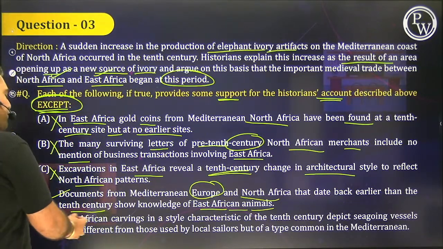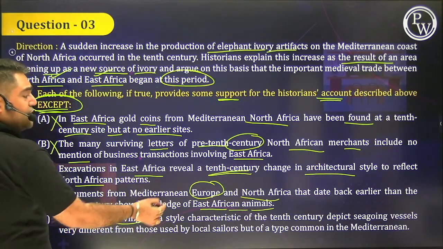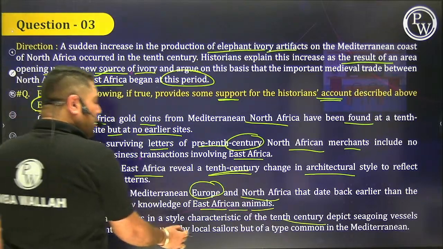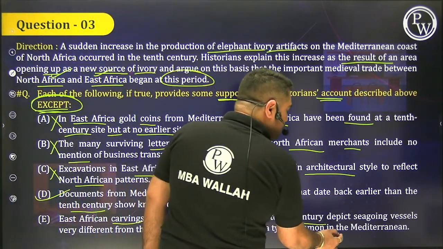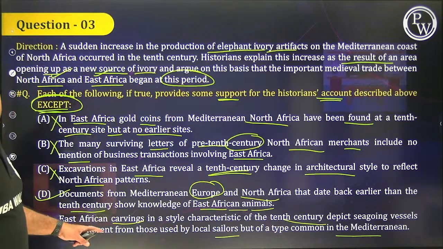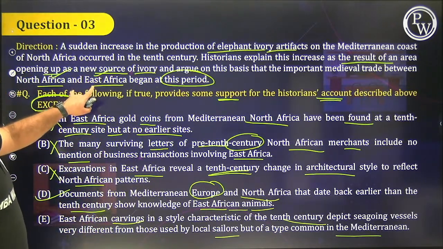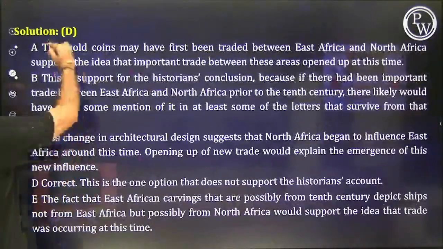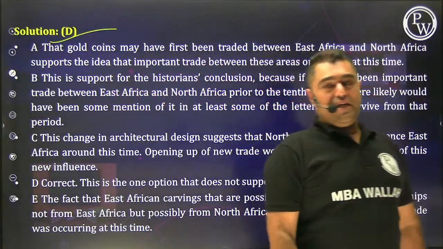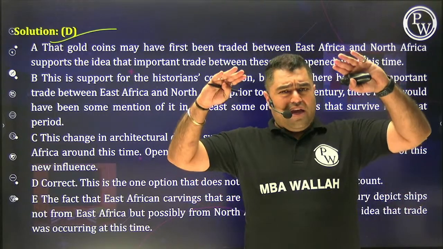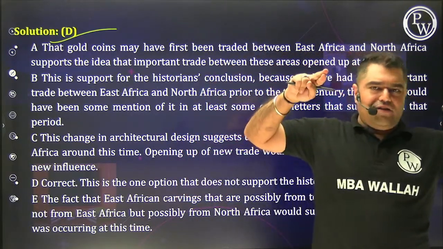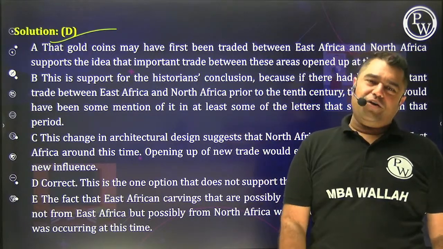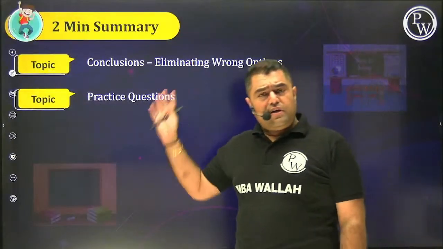E, East African carvings in a style characteristic of the 10th century depict sea-going vessels, very different from those used by local sailors, but of a type common in the Mediterranean. Again it is possible. This also helps explain the trade between the two, and that it could have been done at that time. 100%. This cannot be the answer. That is why the correct answer is option D, because you have to choose the option which doesn't help explain why the trading happened, which was obviously Europe, because it brought in a brand new element. So people, you can definitely read the answer explanations.